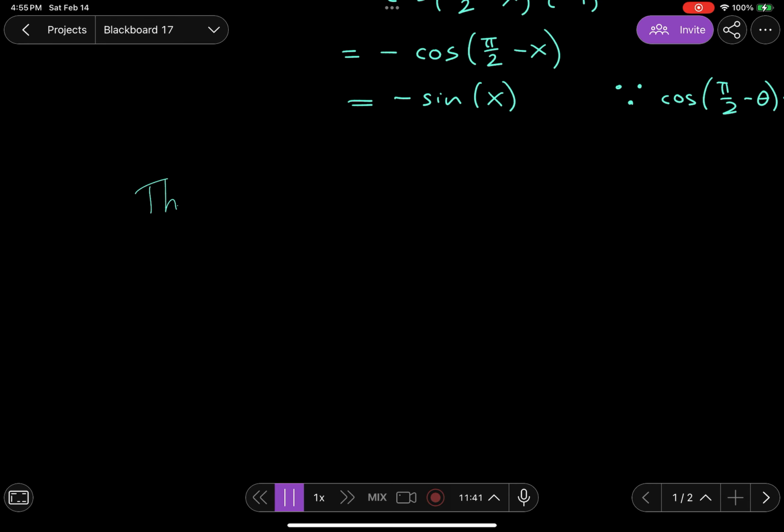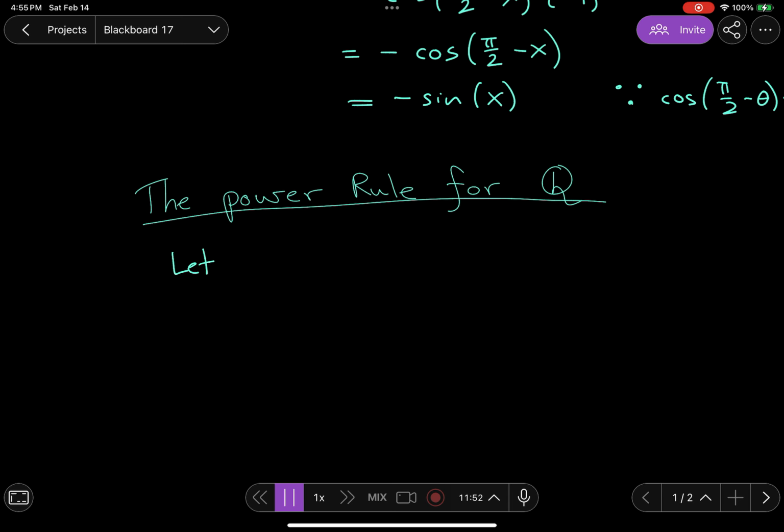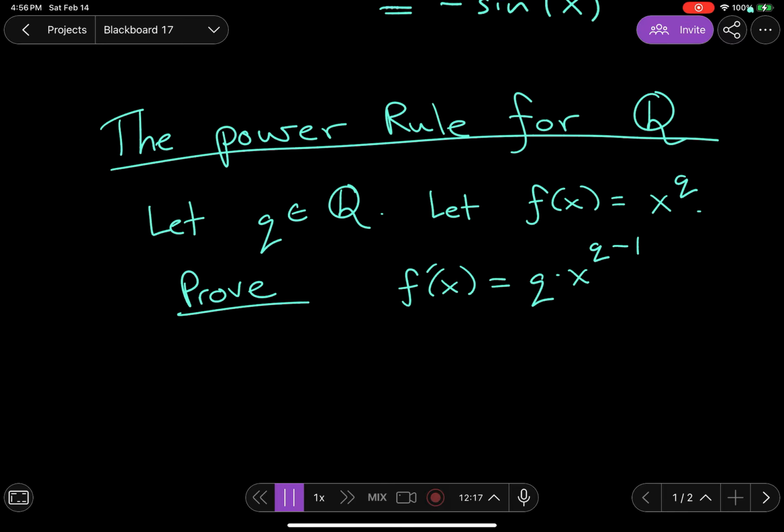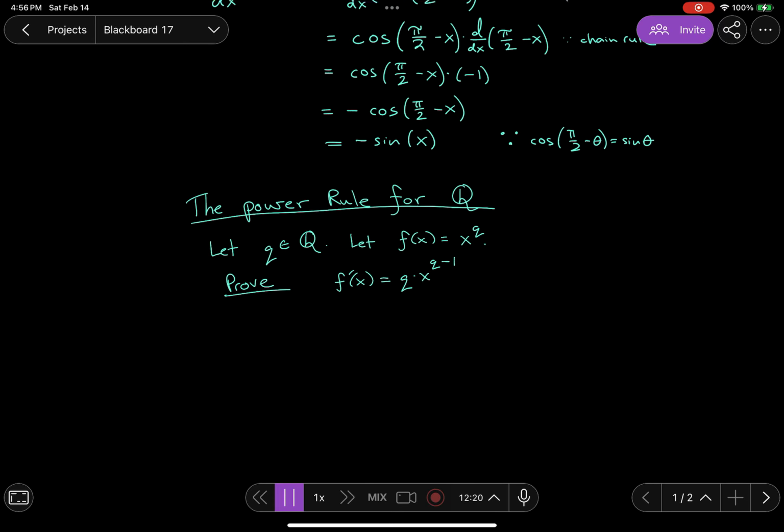The power rule for Q. So what I'm going to begin by is I'm going to let Q be a rational number. And I'm also going to let f of x equal x to the power of Q. Our goal is to prove that f prime of x is the same thing as Q times x to the power of Q minus 1. All right, that's what we expect. All right, let's see the proof.